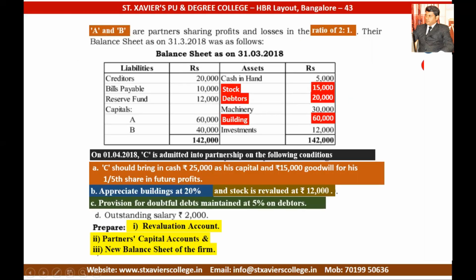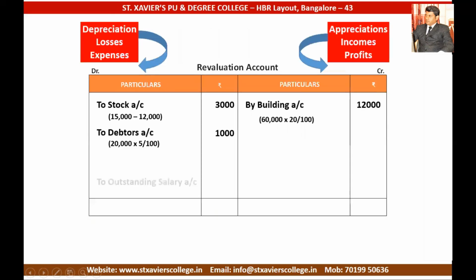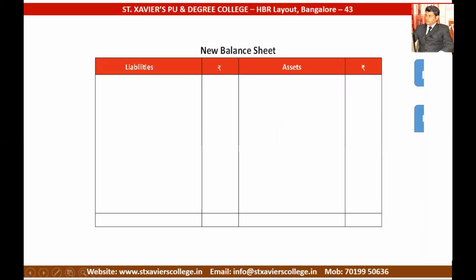Lastly, we have outstanding salary. Already it has been shown in the introduction of the admission of a partner basics. Any outstanding should be taken as a loss. Again, any outstanding should be taken as a liability. Now, loss should be taken under revaluation account. Outstanding salary is 2,000. I said just now, first it should be taken as a loss. Again, it should be taken as a liability. We'll go to the balance sheet. We show that 2,000 as a liability. That is the treatment of outstanding.